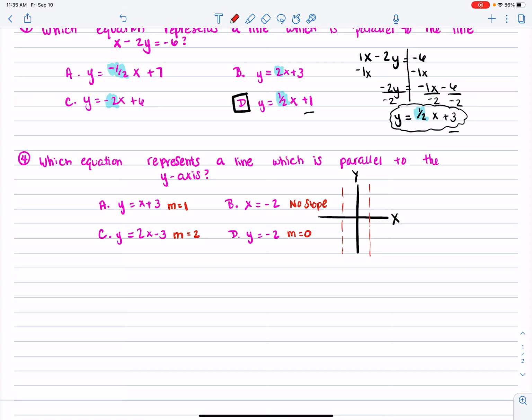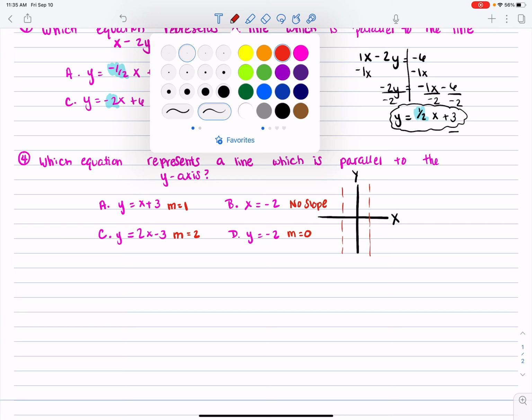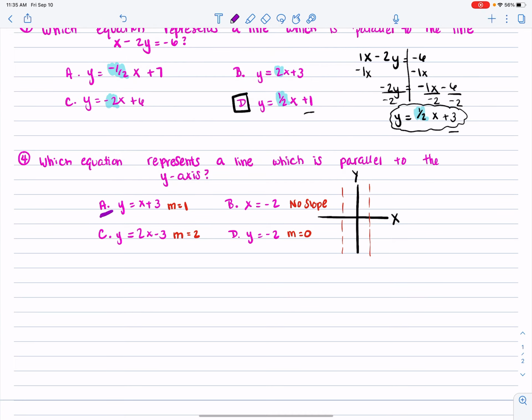If I were to take answer choice A and put it on the graph, it's going to start at 3, and it's going to go up 1 and right 1 and up 1 and right 1. It's going to be a line that kind of looks like this. That is not parallel to the y-axis. Okay, if I were going to graph C, it's going to start at negative 3, move up 2 and right 1, up 2 and right 1, up 2 and right 1. This line is also not parallel to the y-axis.